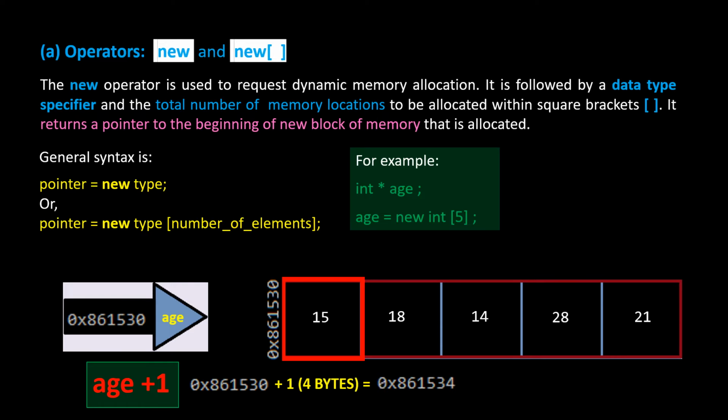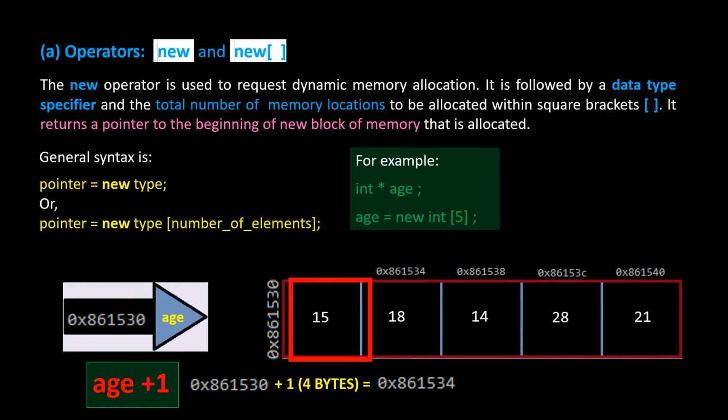That is, at 0x861534. So now, the pointer points to second array element. Similarly, rest of the memory addresses are all 4 bytes away. Remember that addresses are represented in the hexadecimal format. So 0 to 9 are same as decimals. Number 10 will be A, 11 is B, 12, C, until 15, which is F.